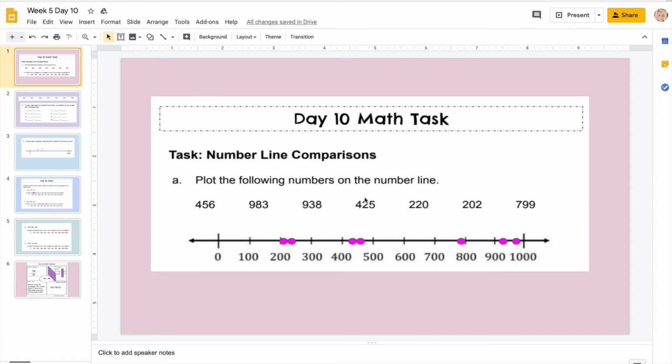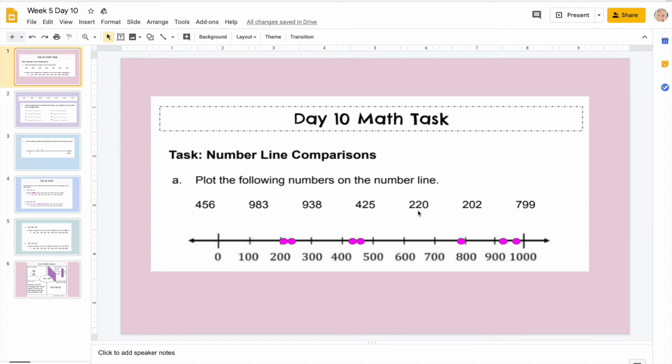Looking at our next number, we have 425. We know it's going to be after 400. Find the 400 on our number line, and that's going to be about a quarter of the way through, so not quite halfway. This would be about the halfway point, and we put it just before that, in between 400 and 500.